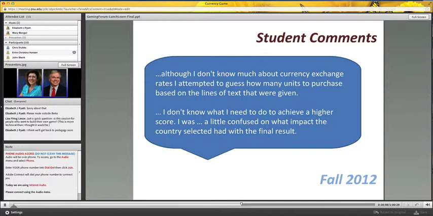But we also saw some comments similar to this one where the student said, I didn't know about exchange rates, so I attempted to guess. And I don't know what I need to do to achieve a higher score, and I was a little confused on what the impact of the country selected had to do with the final result.